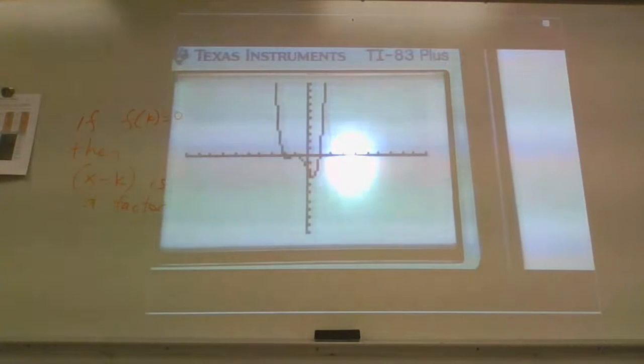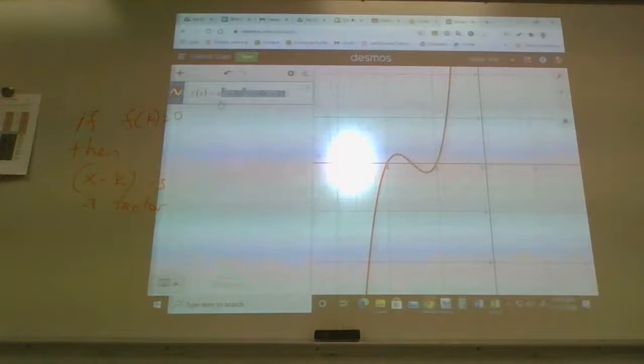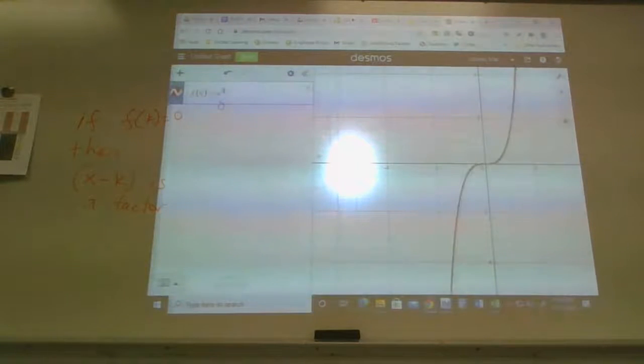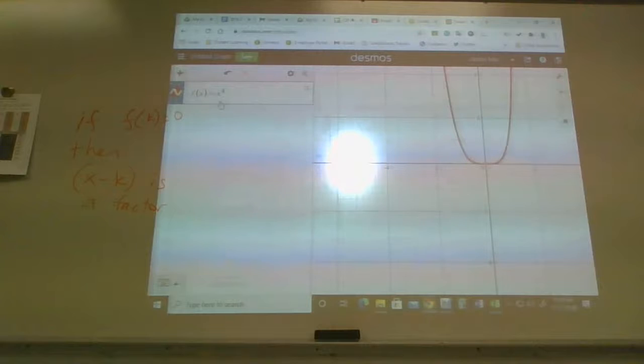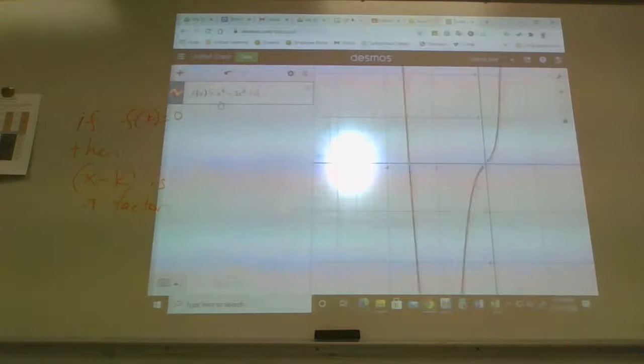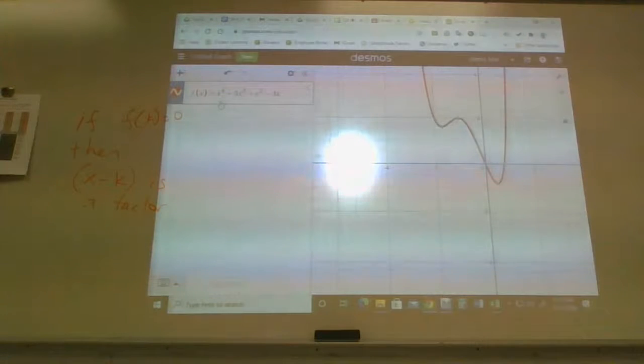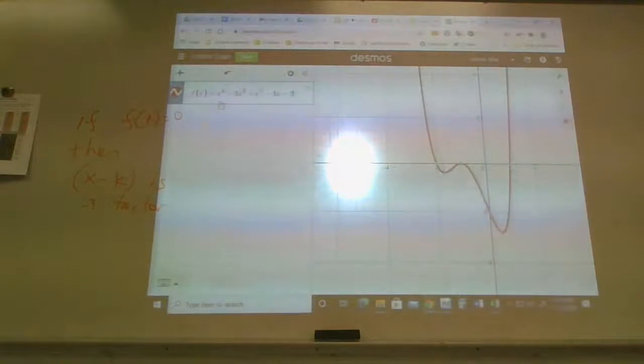Anyway, let's take a look at Desmos here. X to the 4th plus 3x to the third plus x squared minus 3x minus 2. There we go. Look at that. That's probably a better view of it.